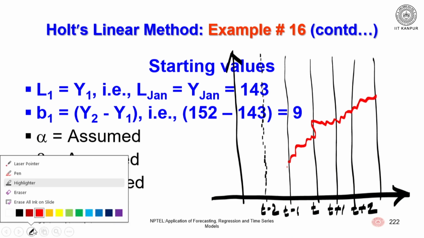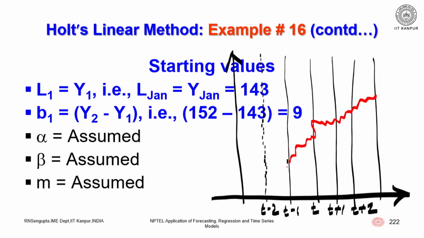So, if this is the level, I use the black color. This is the level when I am starting. What is L1 is basically the actual value of y1. This red line is basically the y values, and I can extend it backward. This is one trend, and I will draw another line with a different color.